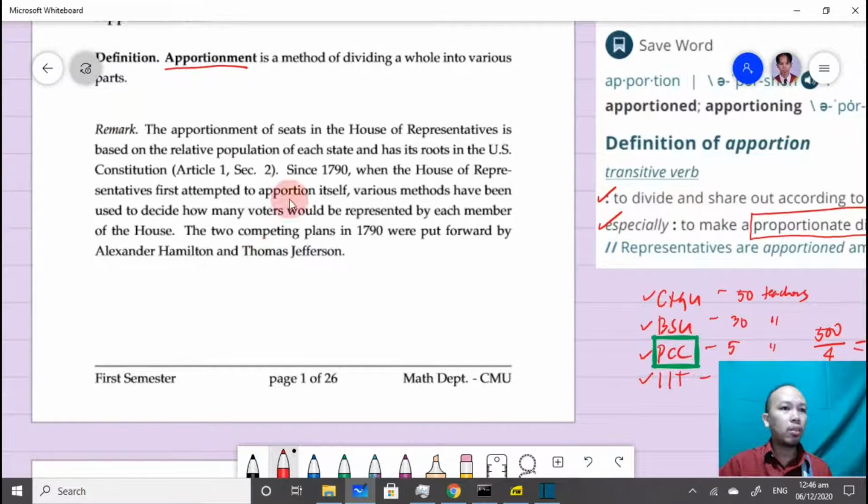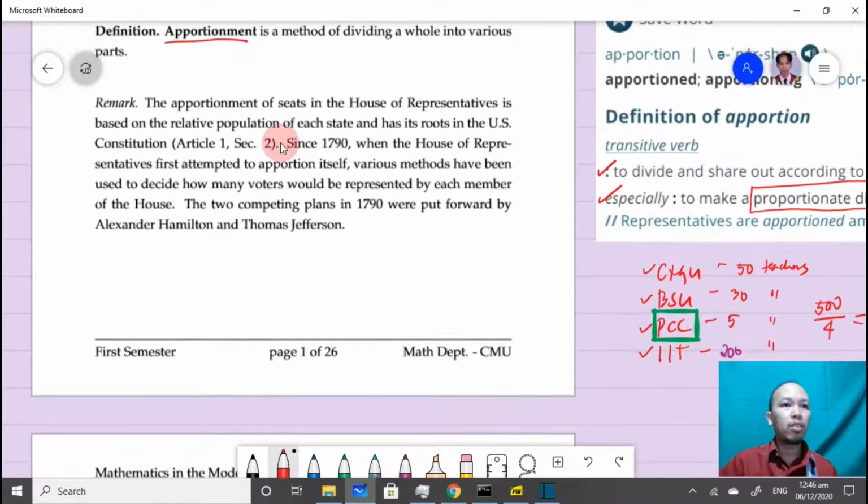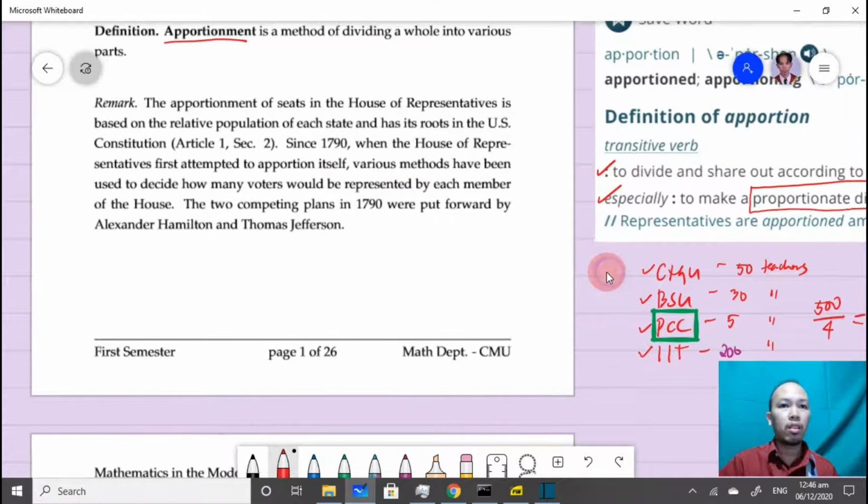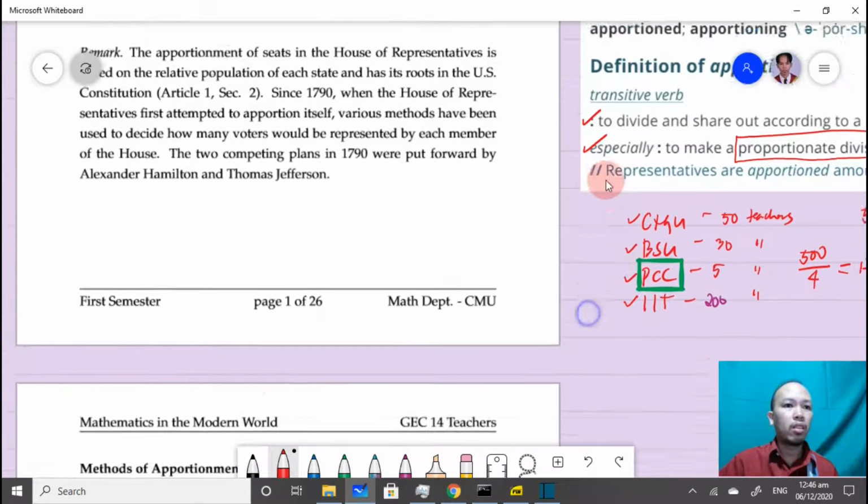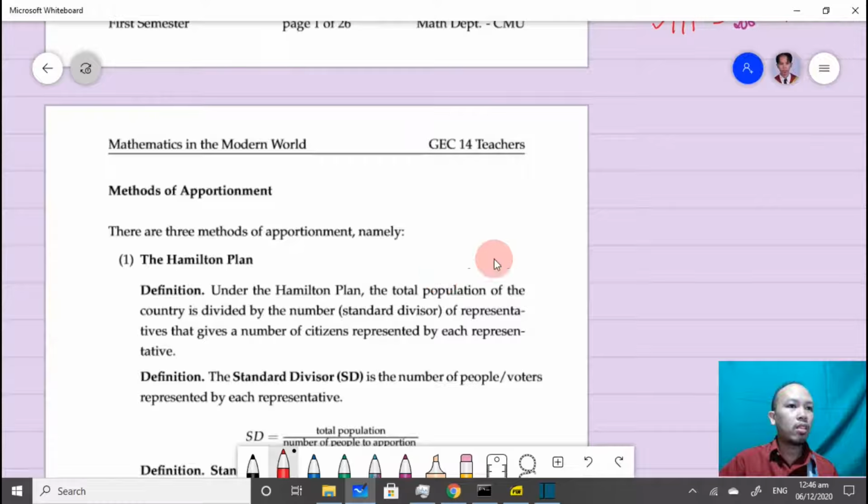And I know that you already read this remark here. This is something like a history of apportionment, and the first apportionment that was used was the Hamilton and Jefferson plan, or method. So you've read this and try to understand. It is connected with the discussion that I've discussed in the illustration before. So these are the methods.